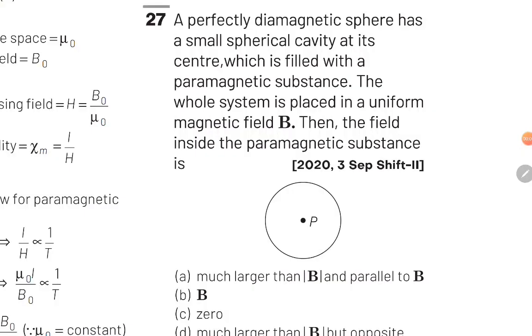Yes students, the 10th question of this chapter is, a perfectly diamagnetic sphere has a small spherical cavity at its center which is filled with a paramagnetic substance. The whole system is placed in a uniform magnetic field B. Then the field inside the paramagnetic substance is. Guys, in this question, we need to understand the behavior of diamagnetic substance in a magnetic field. Guys, in a diamagnetic substance, magnetic dipoles are aligned in the opposite direction, and therefore, a opposite magnetic field is created inside the diamagnetic material.